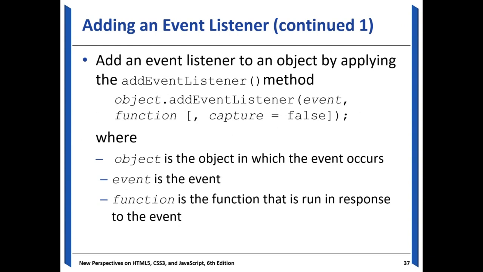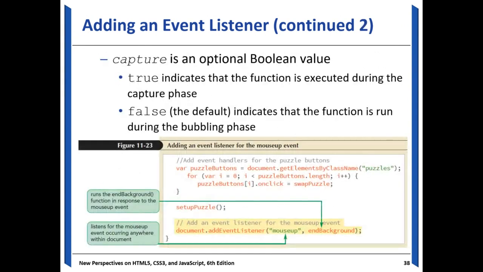So we look at this: object is going to be the object from which the event occurs. The event is the event. The function is the function that runs in response to the event. Capture here is going to be an optional Boolean value, whether it's true or false. True indicates the function is executed during the capture phase. False, which is the default, indicates that the function is run during the bubbling phase.